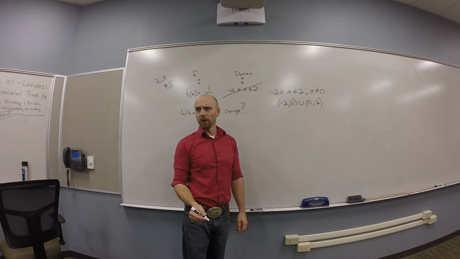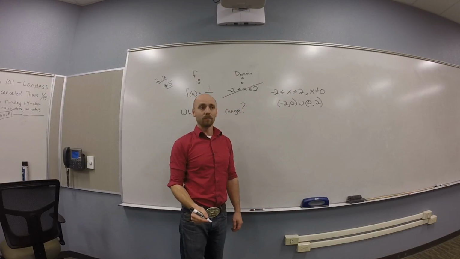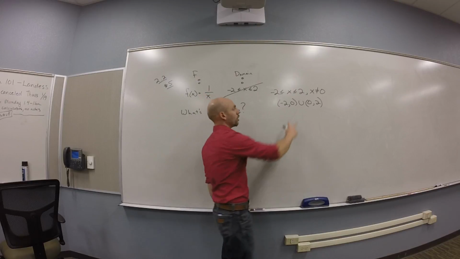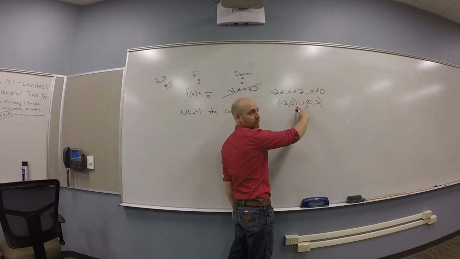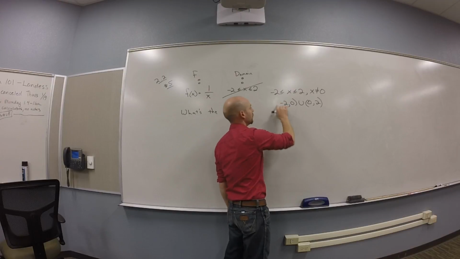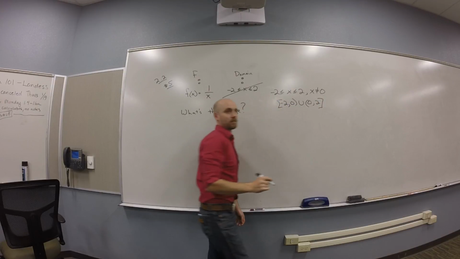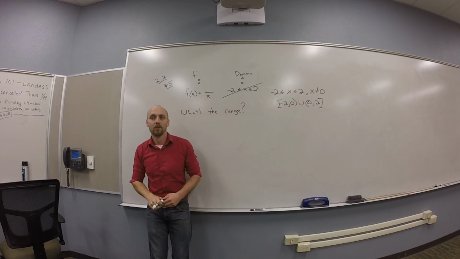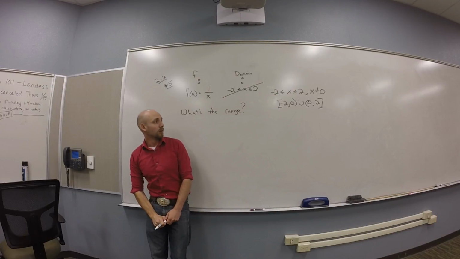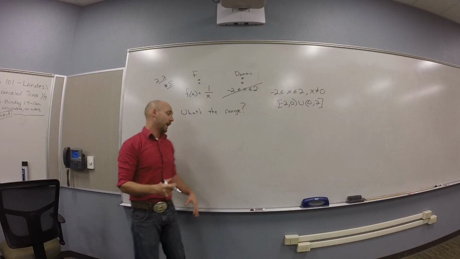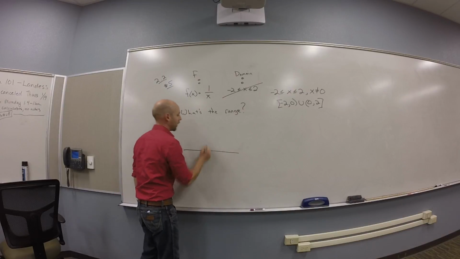Those aren't quite the same. Why not? What did I screw up? Brackets, yeah. I still don't want to include 0, right? But the 2's need to be included. You guys see that? Okay, so let me pull out my handy dandy graph of what 1 over x looks like in my head.